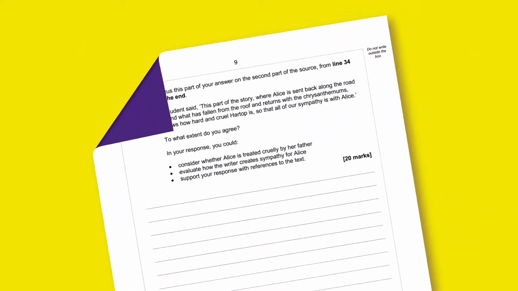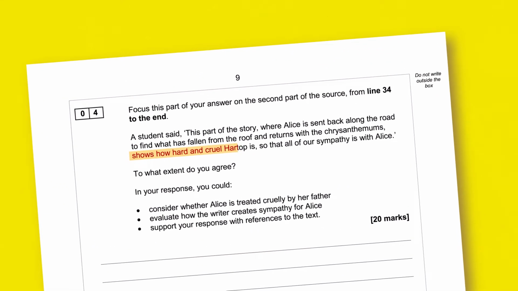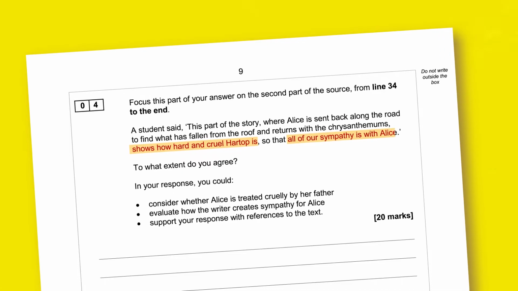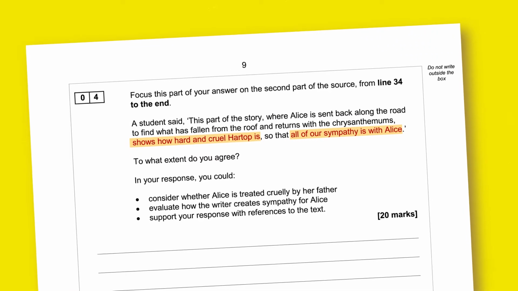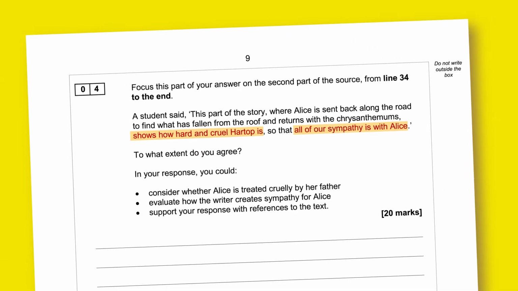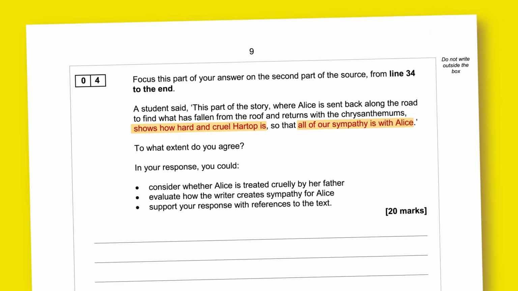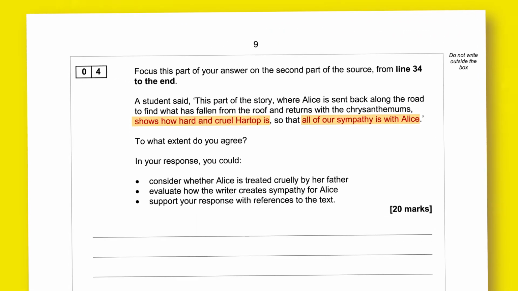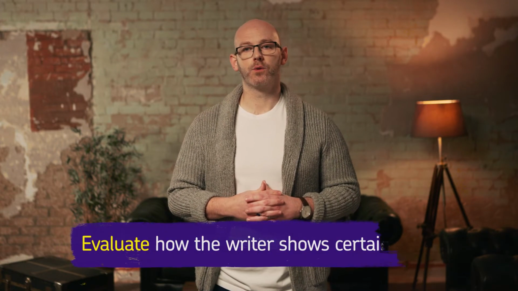But what do you need to include to do this? Look at the statement you're given. It'll usually have 2 parts to it. Let's look at our example. In your answer, you should be looking to respond to both of these parts of this statement. It's also possible to agree with the first part of the statement and disagree with the second part, and vice versa.